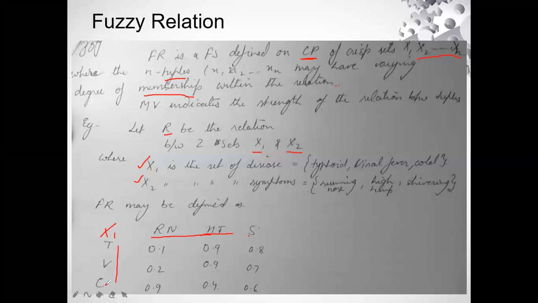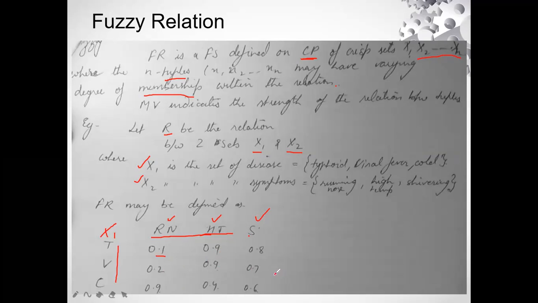Then we have the next fuzzy set, termed x2. Here we have made the columns of x2: running nose, second the high temperature, and third the shivering. So we have created the matrix with x1 and x2 as the row and column. Now we have the matrix values 0.1, 0.9, 0.8, 0.2, 0.9, 0.7, 0.9, 0.4 and 0.6.